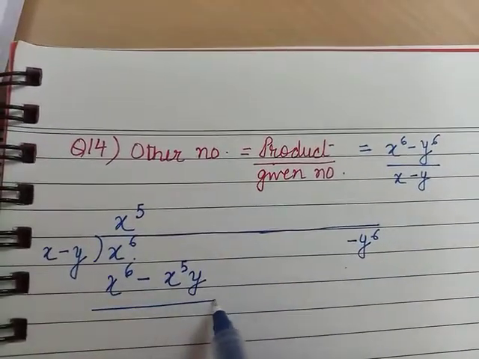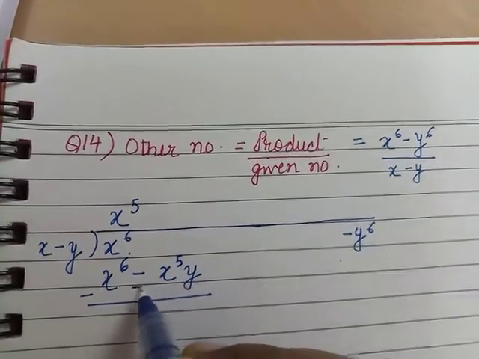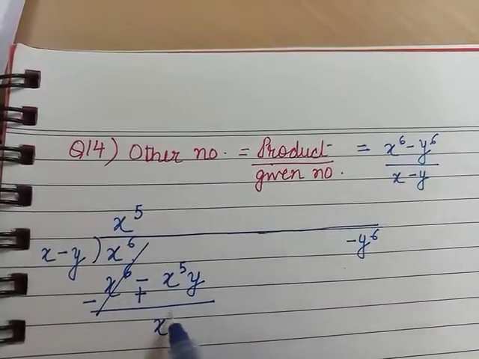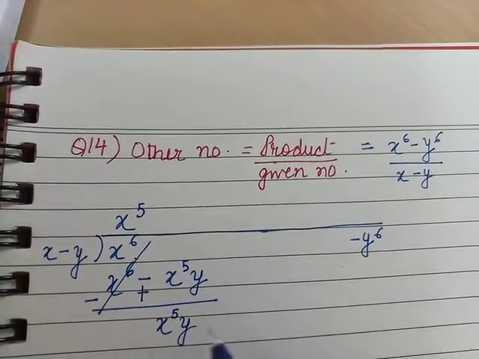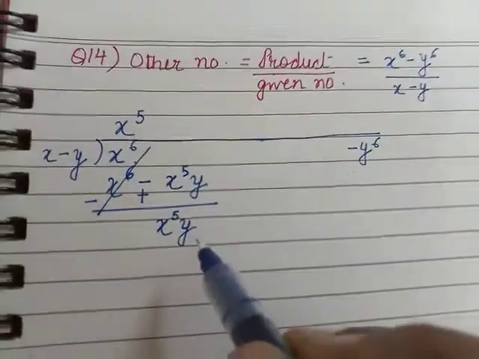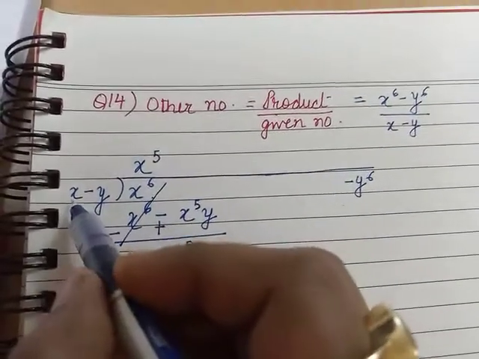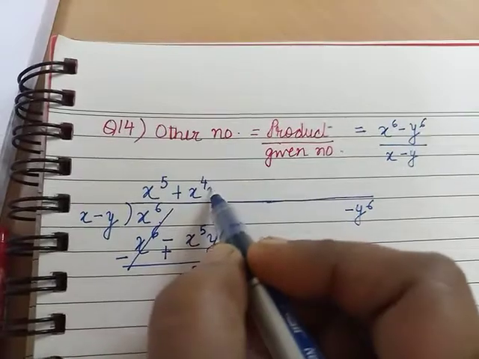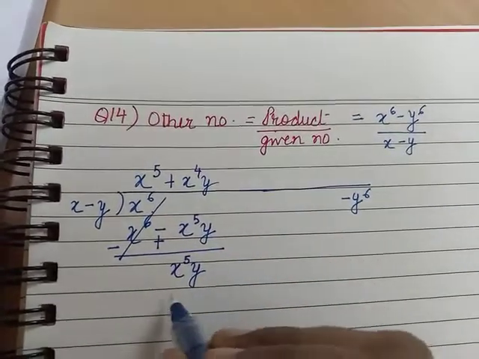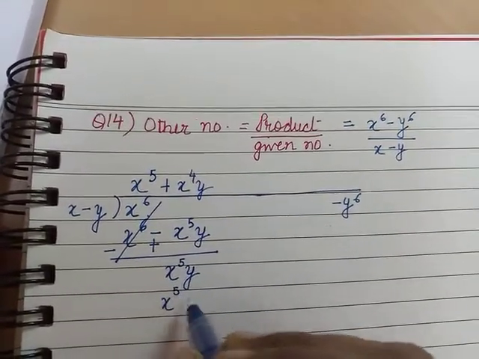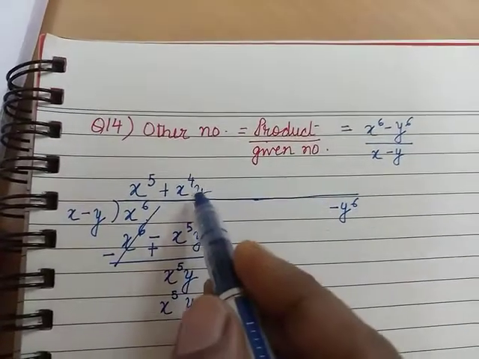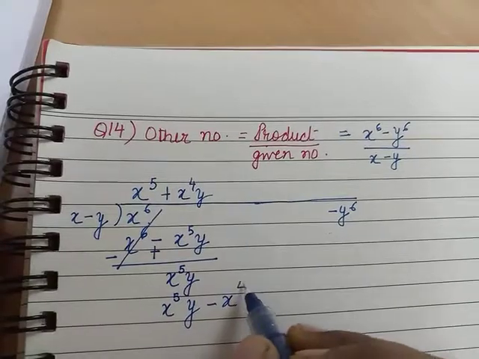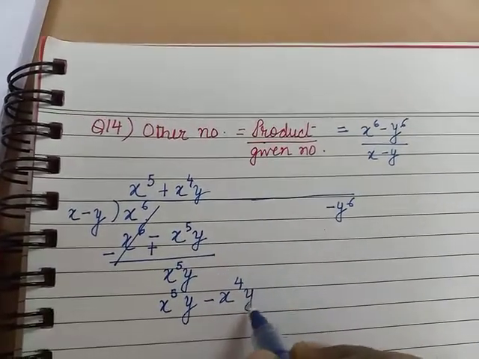Now we subtract these two. Signs change. So this gets eliminated and we are left with x^5 y. Now we have to eliminate x^5 y. For that we multiply x with x to the power 4 and y. Now what we get here, x to the power 5 y. Now when we multiply it with the second term, it will give you minus x to the power 4 y square.